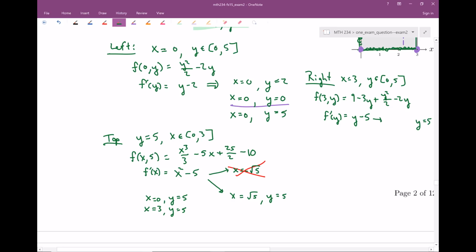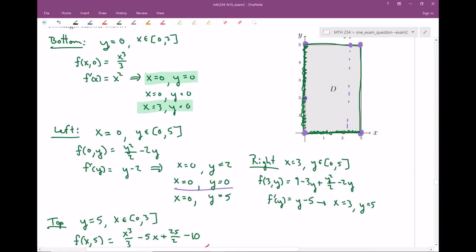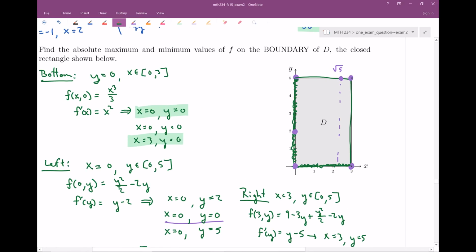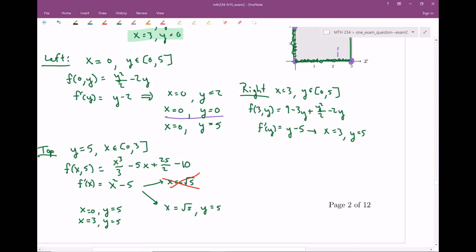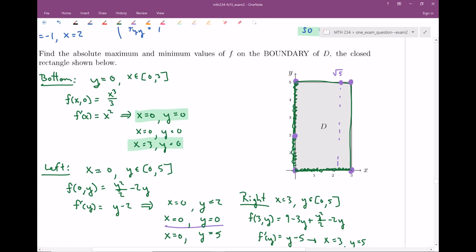So y is equal to 5. Remember, we're on the line x is equal to 3. So x equals 3, y equals 5. So this is a point that we already had. And actually, it's part of the endpoints too, right? So we would also have x equals 3, y equals 0. And the other endpoint is x equals 3, y equals 5. So again, we already considered this once. All right, so these are all the points that we need to consider. We have 6 of them in total.